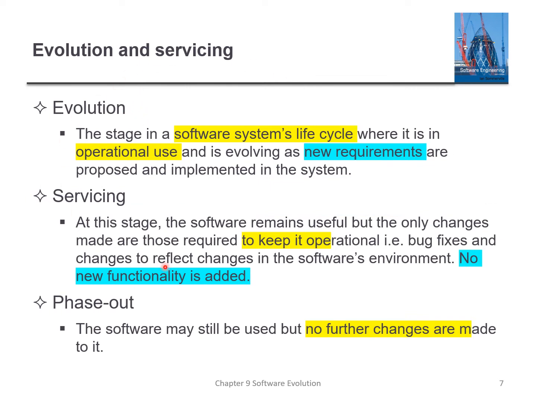Okay, when we are talking about servicing, we are dealing with maintaining the software, maybe like fixing bugs and making small changes. No new functionality is being added. So when we are talking about evolution, maybe we still keep on adding requirements. Phase out: when you say phase out, basically you are only maintaining it. The system is very stable already.